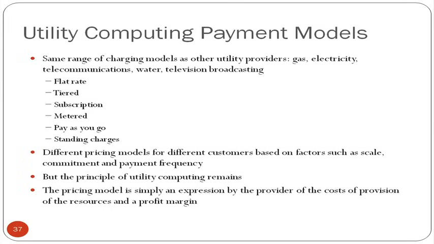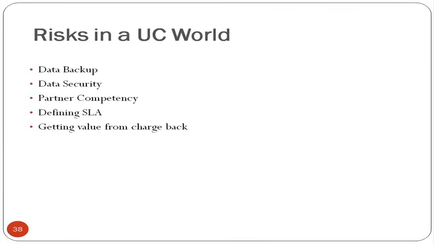So, there can be different types of payment models, right. It can be flat rate, tiered and that type of thing. Different pricing models for different customers based on factors like scale, commitment, payment frequencies, etc. I can have customized things. The principle of utility computing remains the same. The pricing model is simply an expression of the provider's cost. That means how much provisioning of resources, etc. will come into that. There are several risks or disadvantages we say, based on this utility computing world.